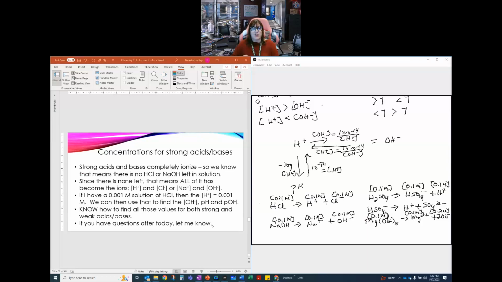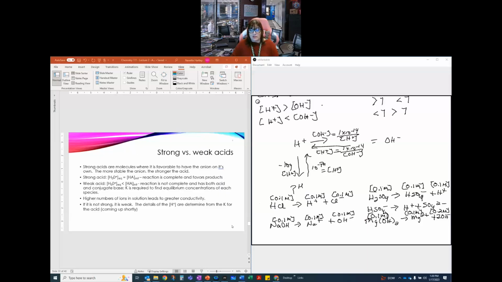So we know that they're completely dissociated. We know what those concentrations are, all right? Now, if it's a strong acid, it's not a weak acid. It completely dissociates to give all of its H plus to water to make that H3O plus.